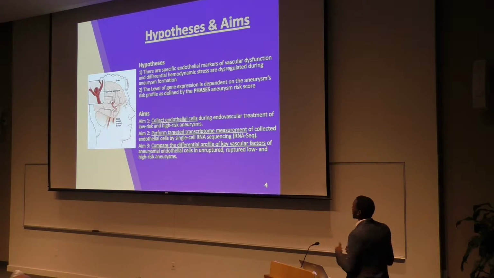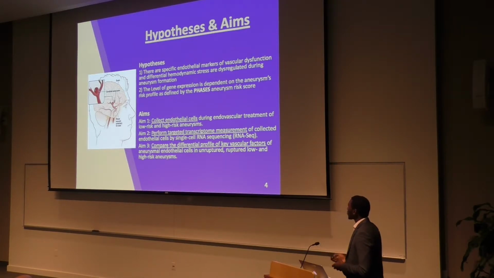So our hypotheses: one, there are specific endothelial markers of vascular dysfunction, and differential hemodynamic stress are dysregulated during aneurysm formation. And two, the level of gene expression is dependent on the aneurysm's risk profile as defined by the PHASES aneurysm risk score. PHASES is a clinical scale which is used to predict the risk of rupture for intracranial aneurysms, and it takes into consideration 6 variables: patient population, patient age, whether the patient had hypertension, whether the patient had a previous hemorrhagic stroke, aneurysm size, and aneurysm location.